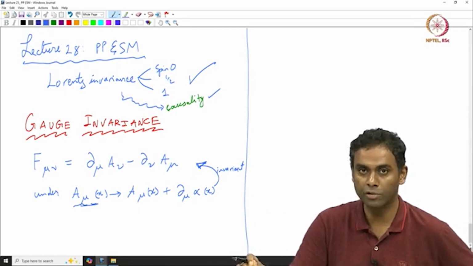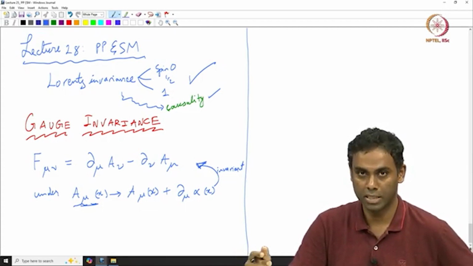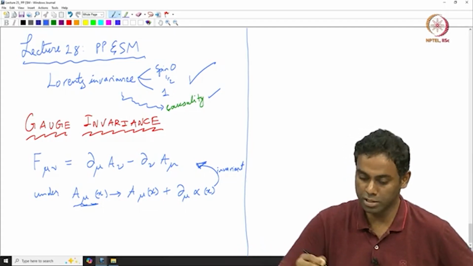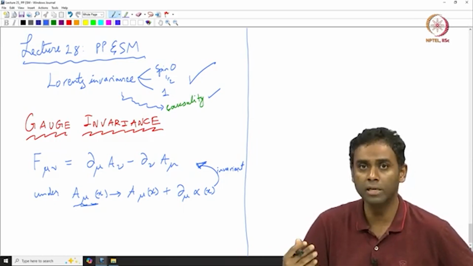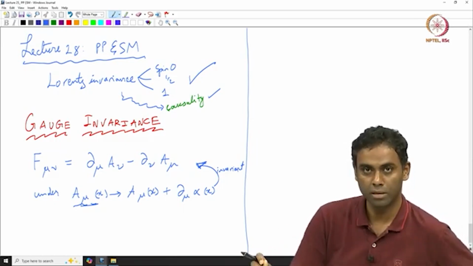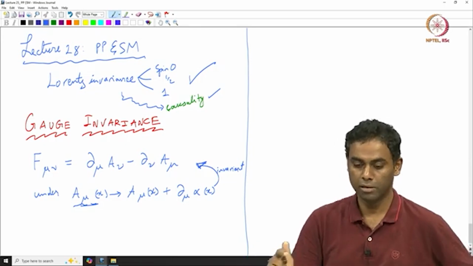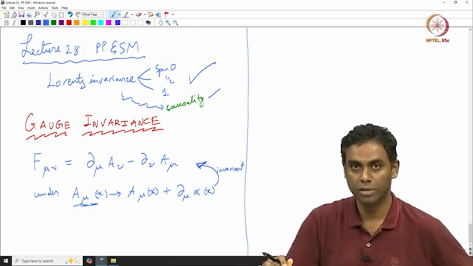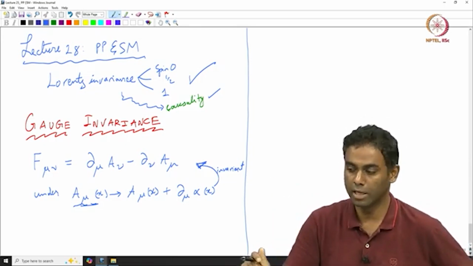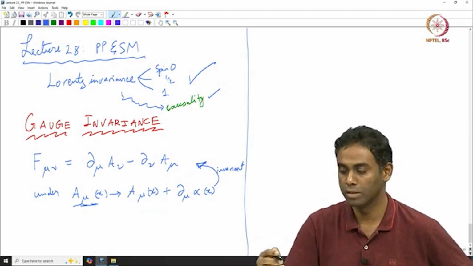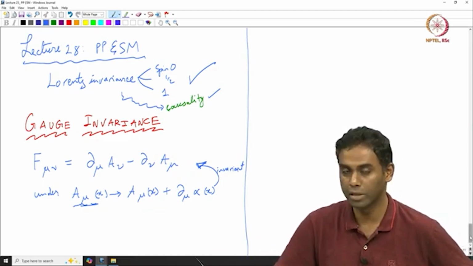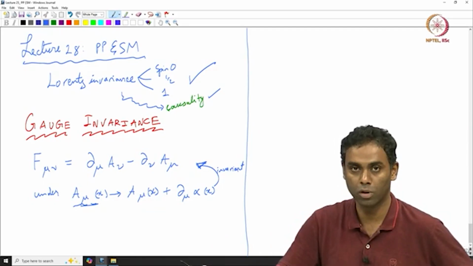Okay, and some people don't even like calling this a symmetry, because after all this is just a redundancy in a field description, right. It's not like you are actually doing some transformation to a field like we saw in Lorentz transformations, rotations and boosts and so on, right.